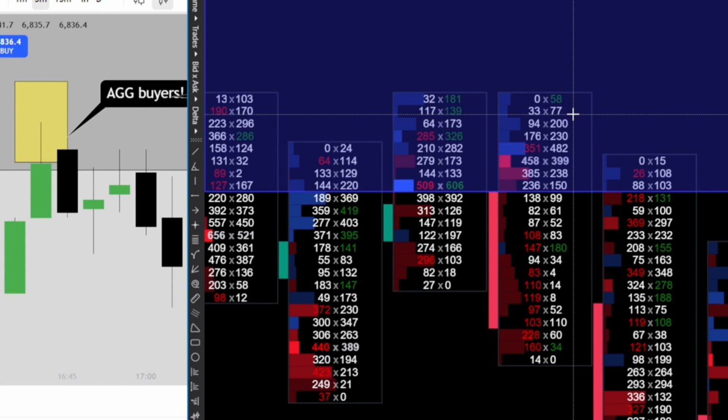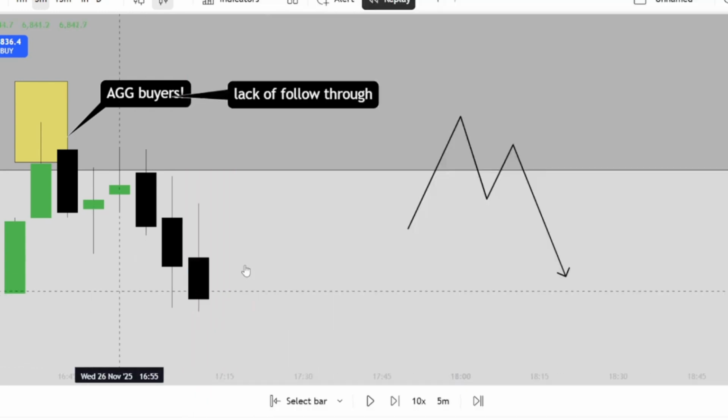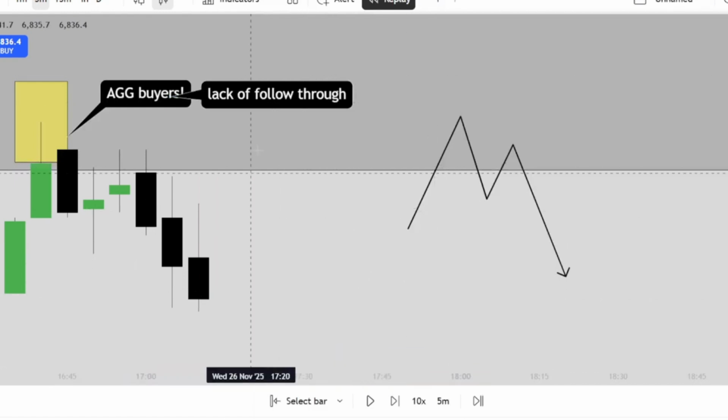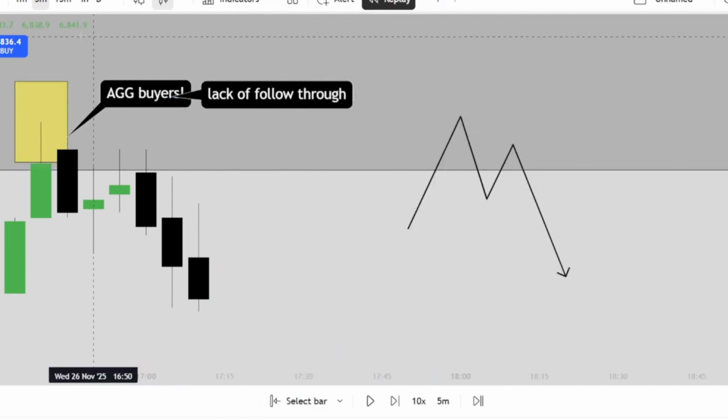an ICT standpoint. It's the order flow that confirms which direction you want to be trading in the first place, right? Not a market structure shift, not a CISD, not any of these things. You just need to focus on who is aggressive and who is not being rewarded. So this is the idea of follow through. So aggressive buyers, lack of follow through.